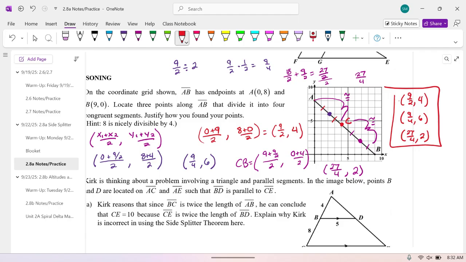And again, that was just a reasoning. So the whole point of that one was you guys knowing that if you took the midpoint between 2 points, that would create 2 congruent segments. You just had to do it 3 times.